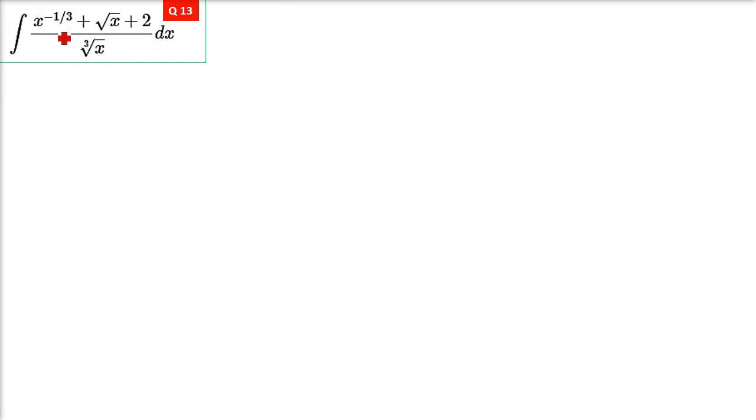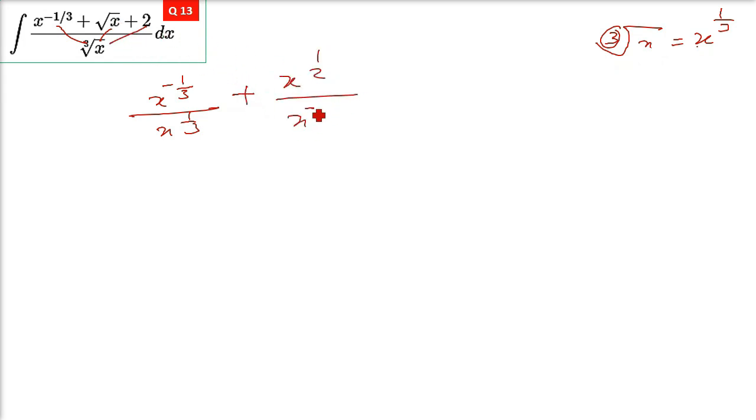Next one, we are not applying any formula here, but let us take one by one. Third root of x is simply x raised to the power 1 by 3. Anything with the root, anything with nth root, goes to the power with 1 by. Now x raised negative 1 by 3, and what do you have in the denominator? I'm separating them out. Denominator x raised 1 by 3. And so the second term will be under root x, which is x raised half. Denominator is of course x raised 1 by 3. Then you have here 2 x raised 1 by 3.